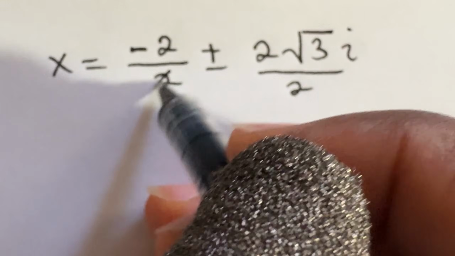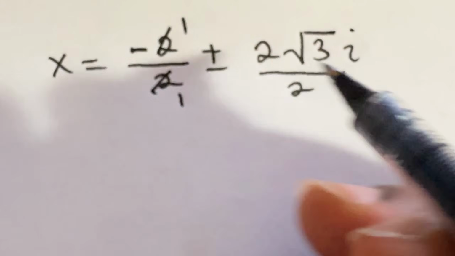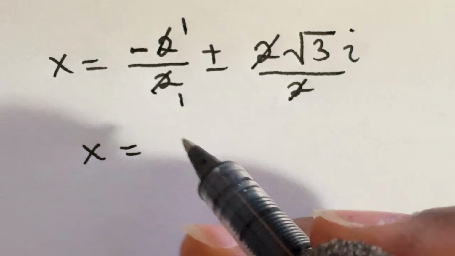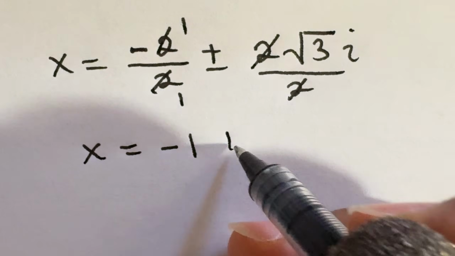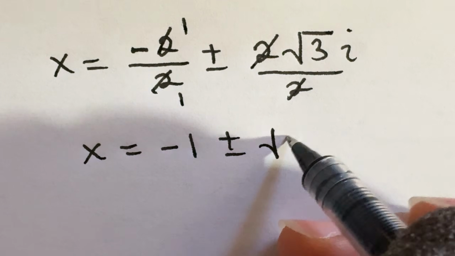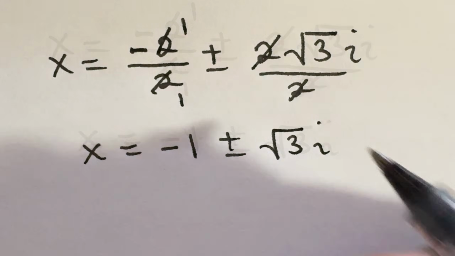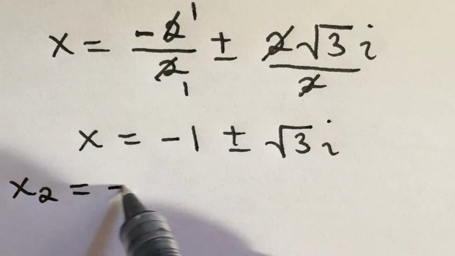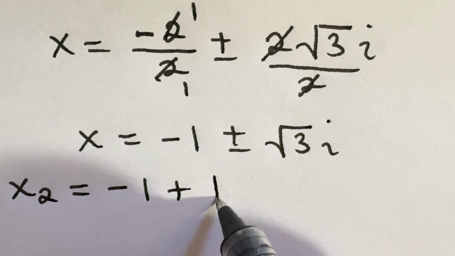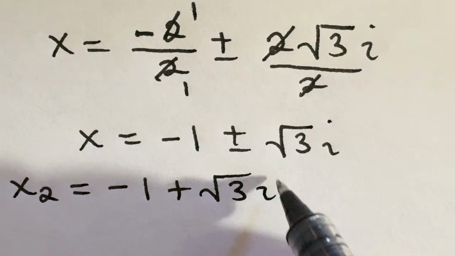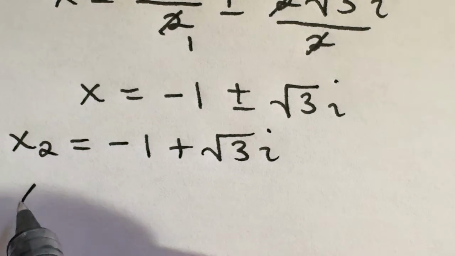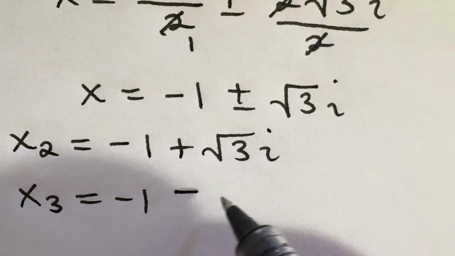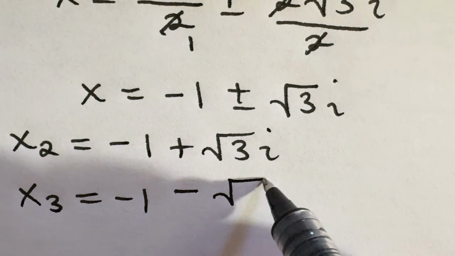Then 2 over 2 here is 1, and 2 cancels 2 here, so we have x is equal to minus 1 plus or minus root 3i. So we're going to have x2 is equal to minus 1 plus root 3i, and then we have x3 is equal to minus 1 minus root 3i.